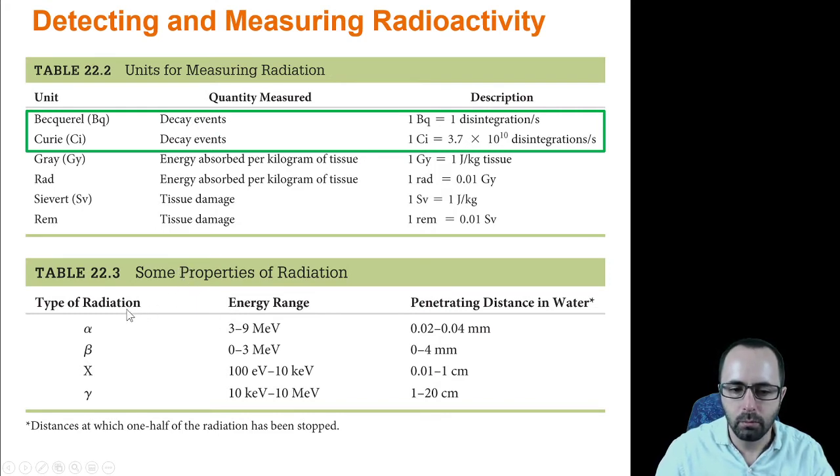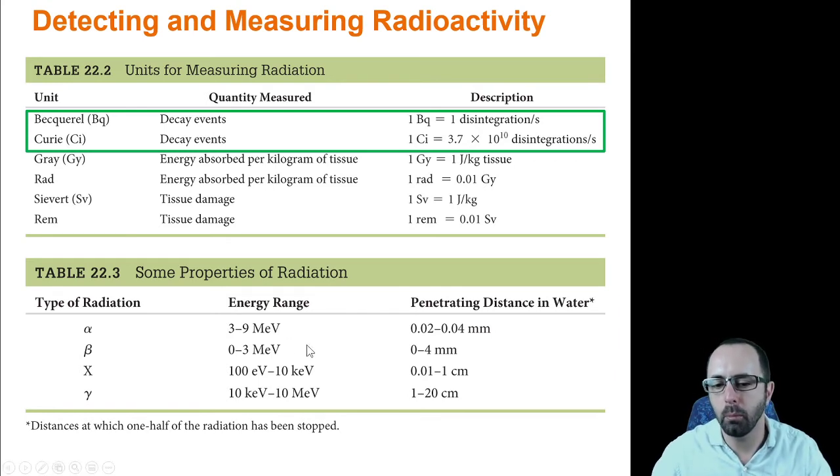So some properties of radiation here. First, a big one is, what can the radiation get through? So alpha particles, actually, your own skin can protect you from them. They cannot penetrate more than 0.02 millimeters in water. Of course, you're mostly water. So the only way that people get exposed to alpha particles is if they breathe in the radioactive material.